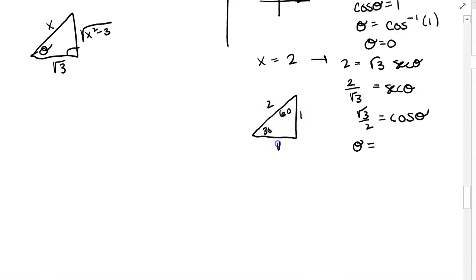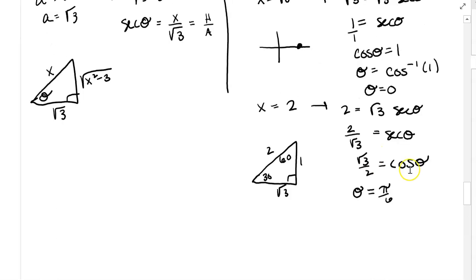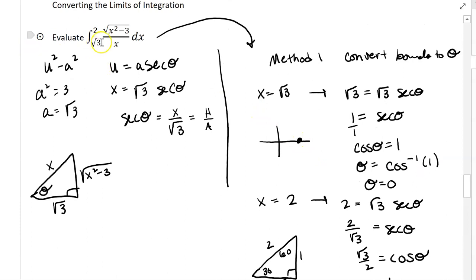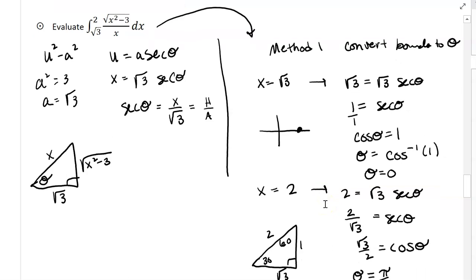Which has the 1 to square root of 3 ratio. And it looks like the one that gives me square root of 3 over 2 for the cosine is the 30-degree angle, or pi over 6. You could also use the unit circle. So what I'm going to do then with this method is, when I convert this, I'm also going to replace the bounds. So we still kind of have to go through that same process.